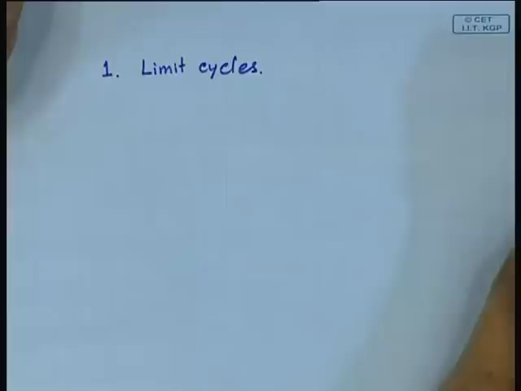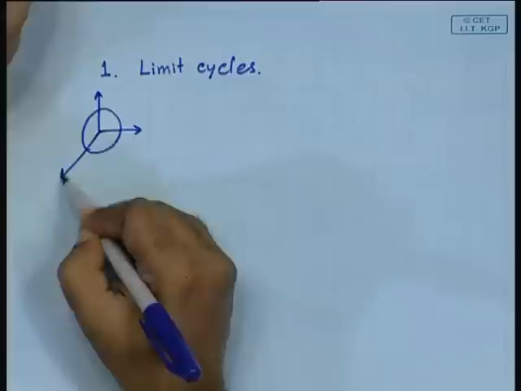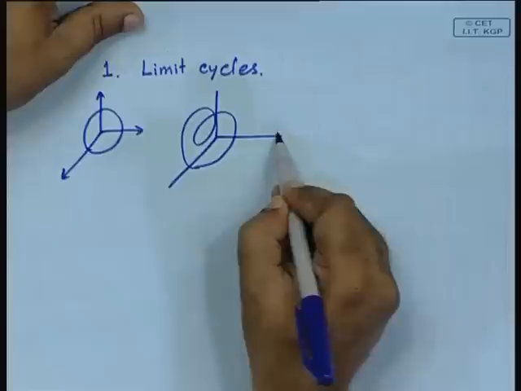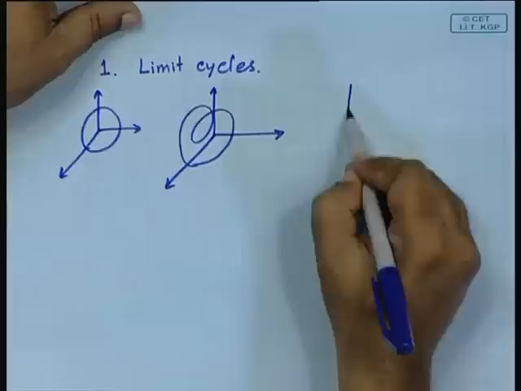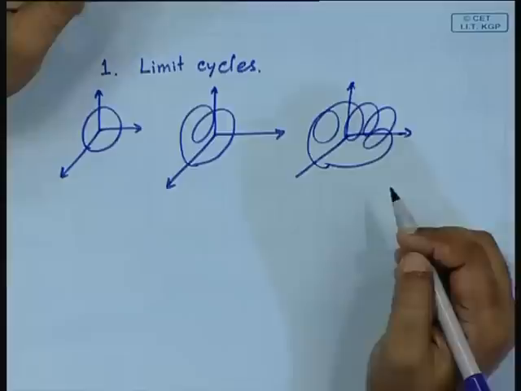And in limit cycles, we have seen that there can be various types of limit cycles, like there can be a periodic orbit like this, where I am drawing the axis here. There can be a periodic orbit like this also, if the system is 3D. There could be a periodic orbit like that also possible.